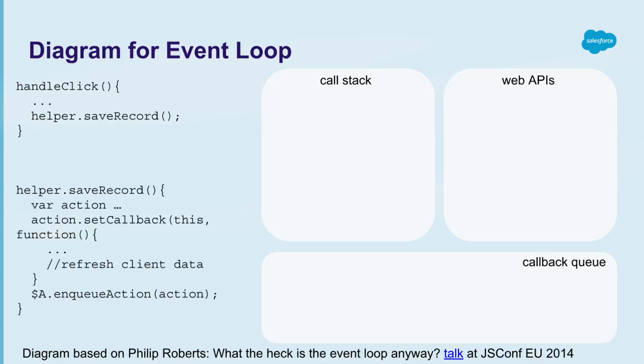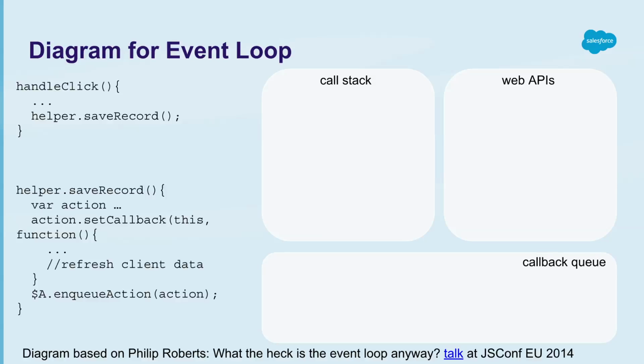Now, I want to be clear that I didn't invent this way of representing the call stack and the web APIs and the callback queue. There's a really good talk on YouTube by a guy called Philip Roberts that was from JSConf EU 2014. And so I'm citing him here so that you can go and find his talk and watch the entire 30 minutes he goes through and talks about the event loop, because I think it's totally worth it. But this is sort of a summary of it, because I liked how he explained it.